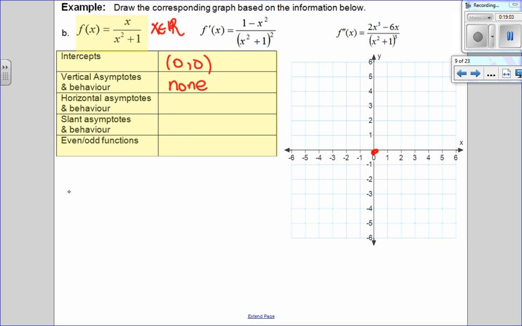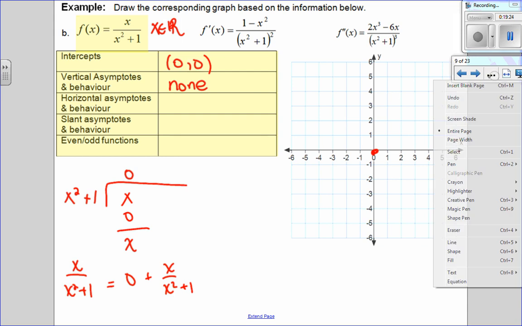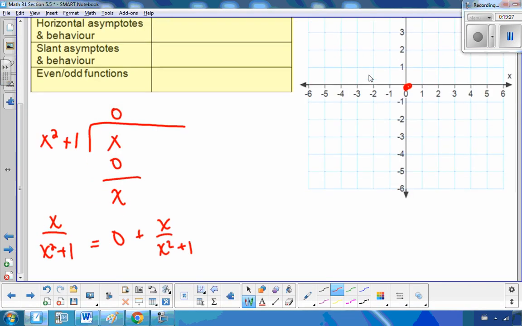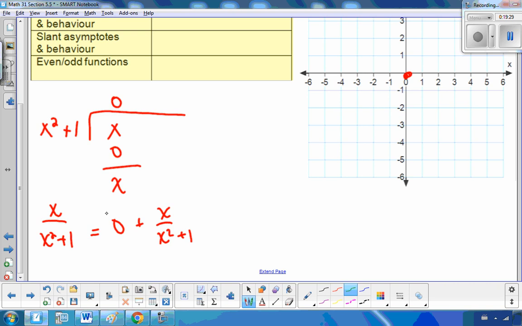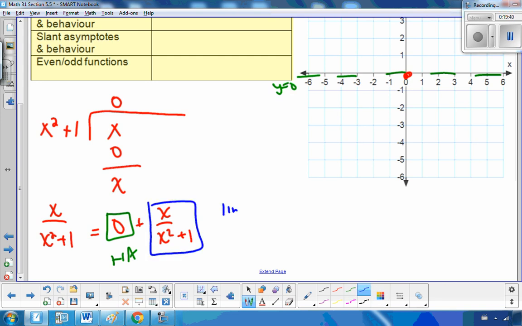Okay, for horizontal asymptote, let's use long division, x squared plus 1 into x. So x divided by x squared, that's 0. 0 times all of that is 0, subtract is x. So what that means is x over x squared plus 1 is 0 plus x over x squared plus 1. So in this case here, the 0 will be my horizontal asymptote. So I'll note that here, horizontal asymptote at y equal to 0. And then I can look at the end behavior here to figure out what's going on.